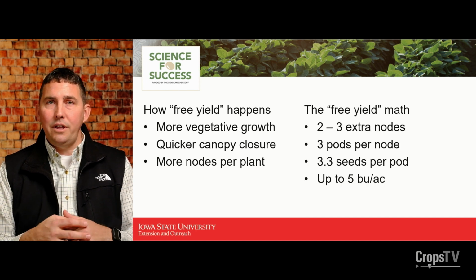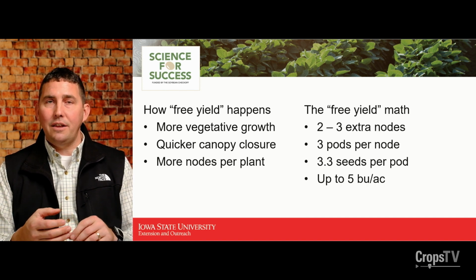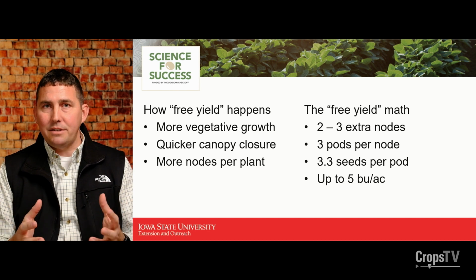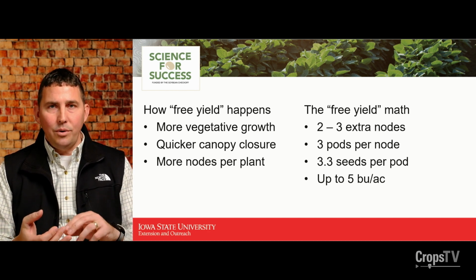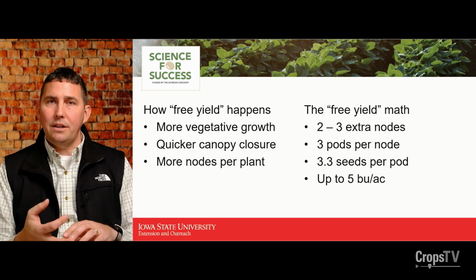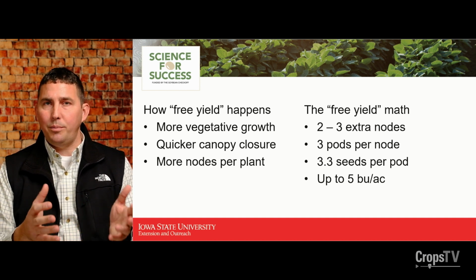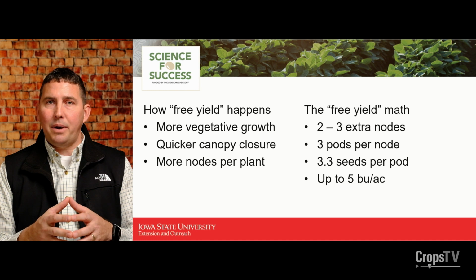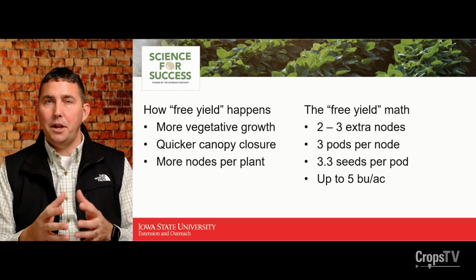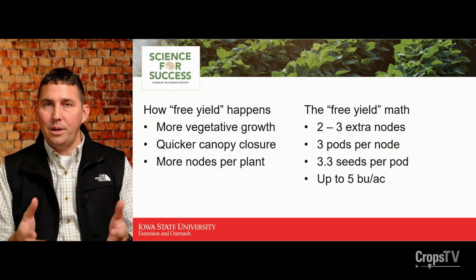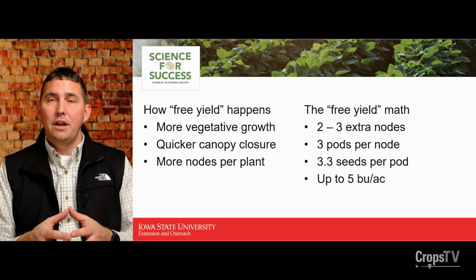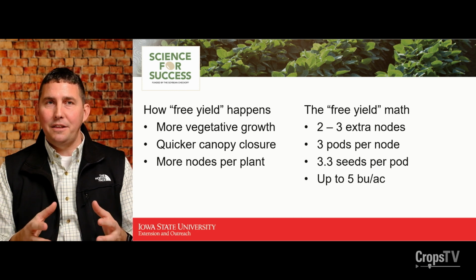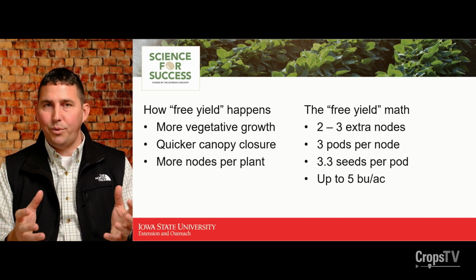So the free yield math is that through optimizing these three things, we can get 2 to 3 extra nodes, 3 more pods, and we can get the 3 seeds per pod, or 3.3. That equates to about 5 bushels per acre. We factor in the commodity prices that we're at right now, and that's $60 to $70 per acre greater, just through optimizing the building of this plant factory.